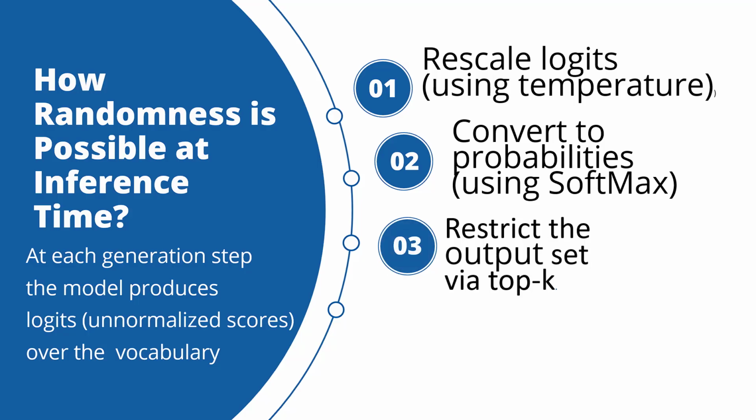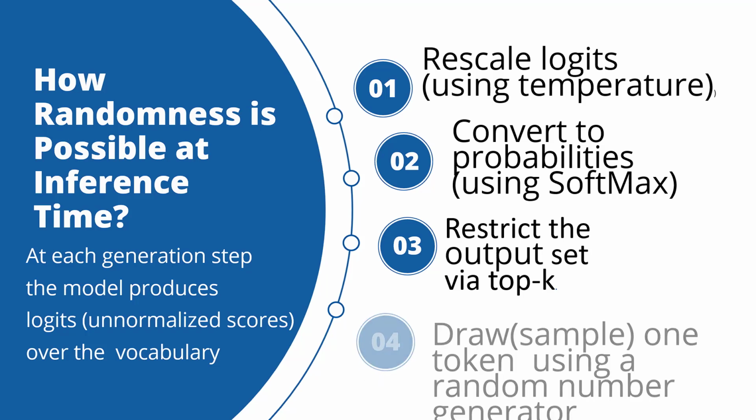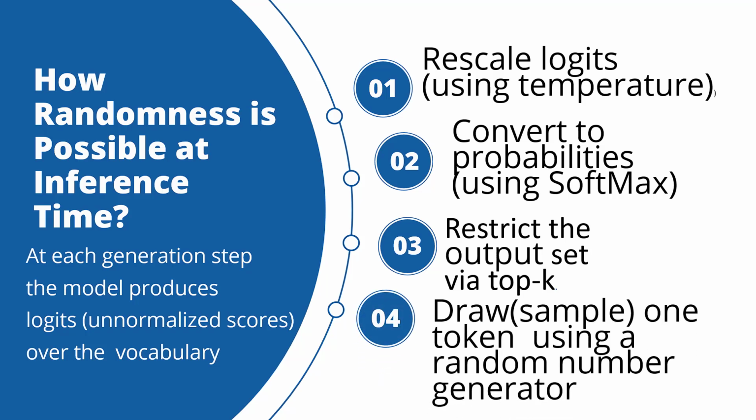Optionally, we narrow down the output set with top-K selection, keeping only the most promising words. From that probability distribution, we draw one token using a random number generator. That token is added back into the context and the whole process repeats for the next word. The key thing is steps 1 to 4 decide if the output is deterministic or variable. This is where randomness, creativity, or strictness gets injected into the model's behavior.